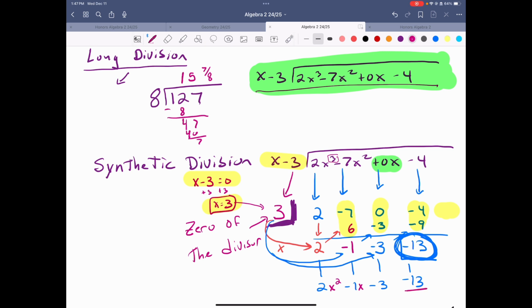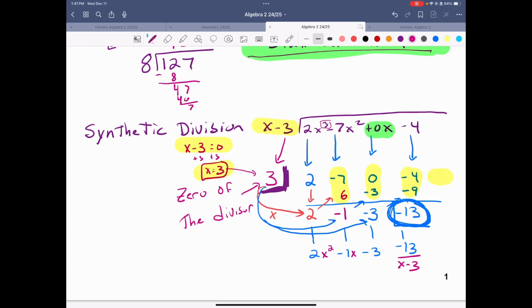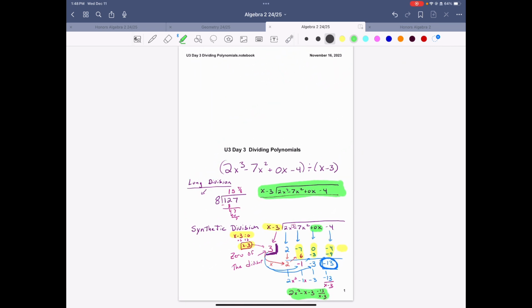Now we've got this remainder. This remainder over here is actually going to be placed over the top of our divisor. So our complete solution to this division problem is 2x squared minus x minus 3 with a remainder of negative 13 over x minus 3. This is the result of taking 2x cubed minus 7x squared plus 0x minus 4 and using synthetic division to do this. Okay. So let's look at another example.